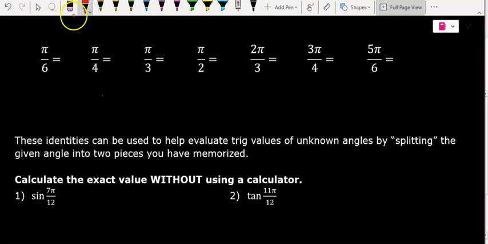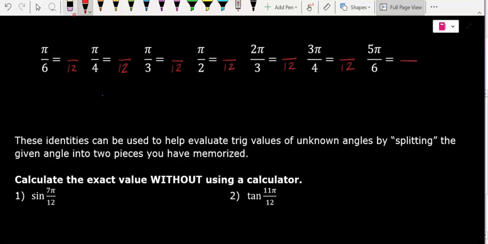If I have the values on my unit circle, I'm going to make my life a little bit easier and make all of these have a denominator of 12. The reason I'm doing that is because all I'm going to do is take my numerators and add and subtract them to equal the one that I need.